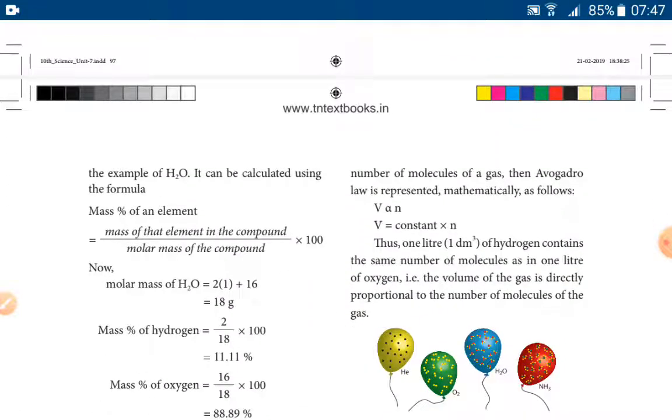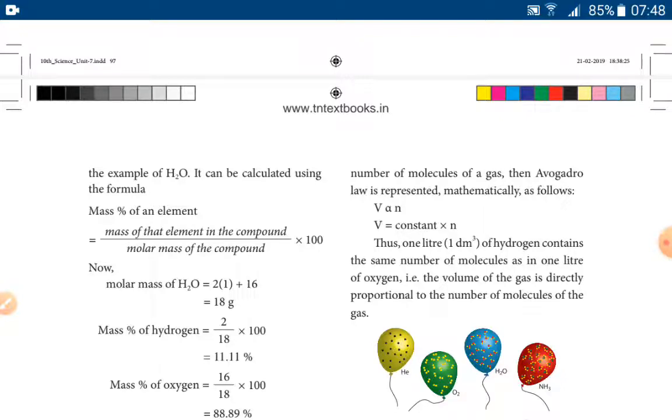The formula of water is H2O, and it can be calculated using the formula. There is a formula for the mass percentage. Mass percentage of an element is equal to mass of that element in the compound divided by molar mass of the compound into 100. This is a simple formula. So first you have to find out the molar mass.